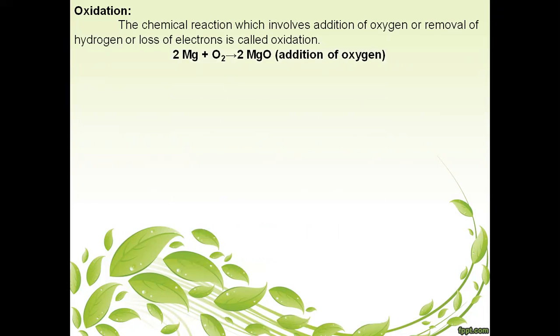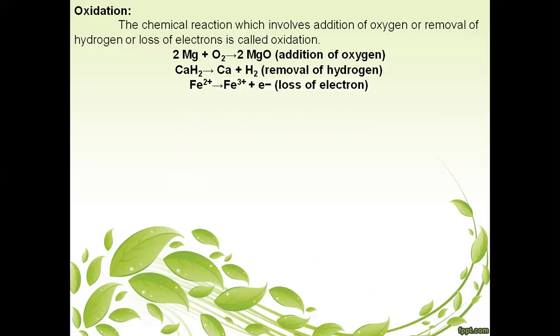For example, 2Mg plus O2 combines to form 2MgO. Here oxygen is added to the magnesium, so this is a reaction of oxidation, an example of addition of oxygen. Next, CH2 gives C plus H2. Here hydrogen is separated, that is removal of hydrogen. This is an example for the removal of hydrogen, but all these processes are called oxidation.